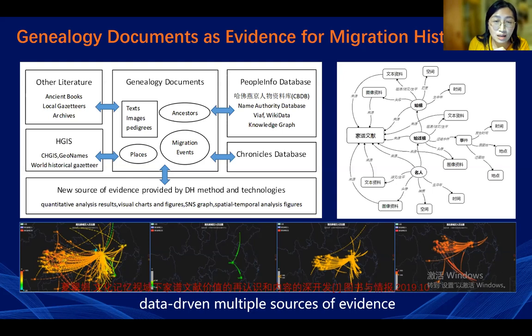Furthermore, the content of a genealogy document is transformed into semantic data, which can be computed, analyzed and visualized. Especially the data of migration events can be visualized and interactive on the map. It becomes a new source of evidence for the migration history study.